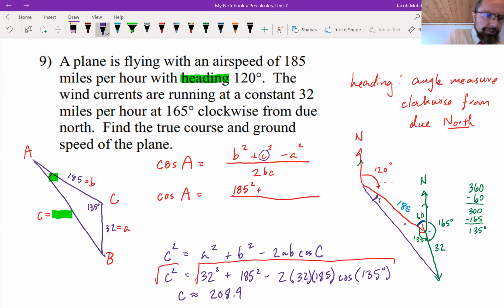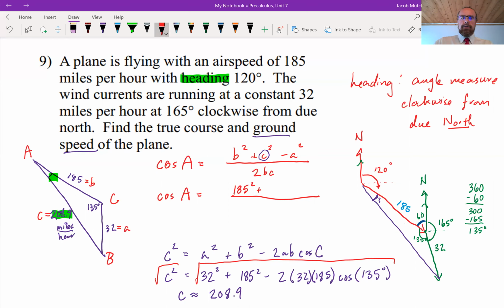So again, just to place it on my diagram, 208.9, and that's my true ground speed. So 208.9 miles per hour. If you think about it, the wind is actually increasing the ground speed. Our speed without the wind is 185. With the wind, because it's moving roughly in the same direction as the plane is, it's actually adding to the velocity.